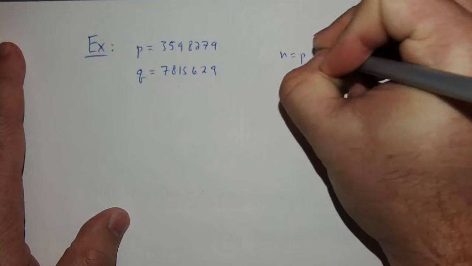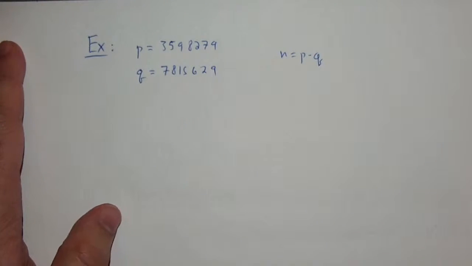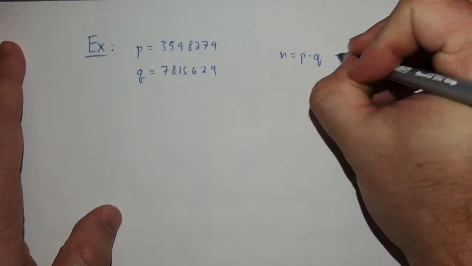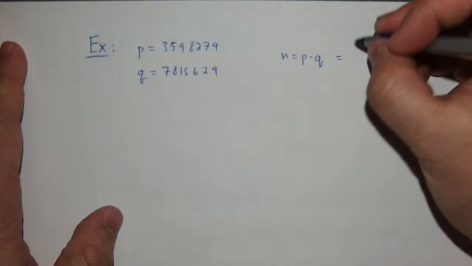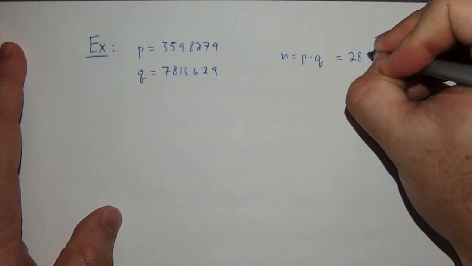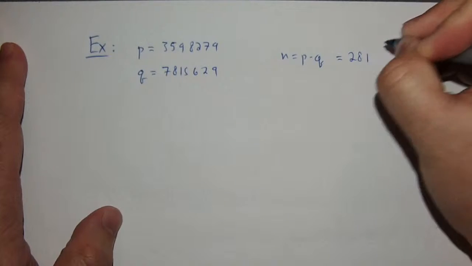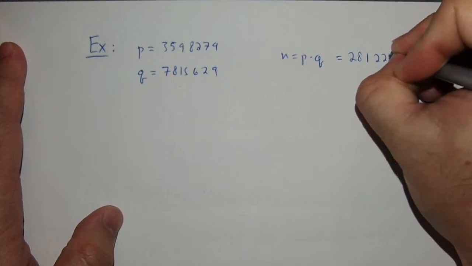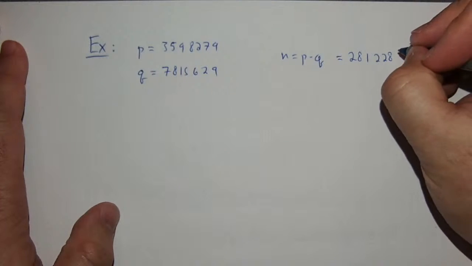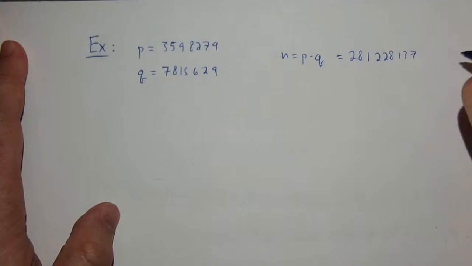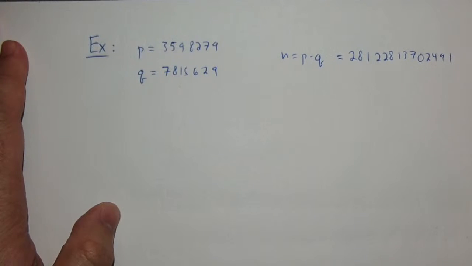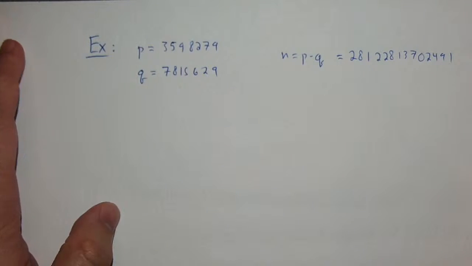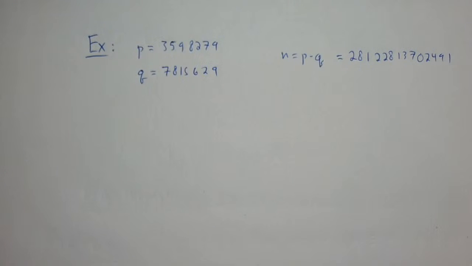So if n is p times q here, I'm not going to actually multiply this out. I'm just going to copy a bunch of digits. So let's see, reading from left to right: 281, 228, 137, 02491. So there it is. That's a big number. Okay, so there's n. N is huge.